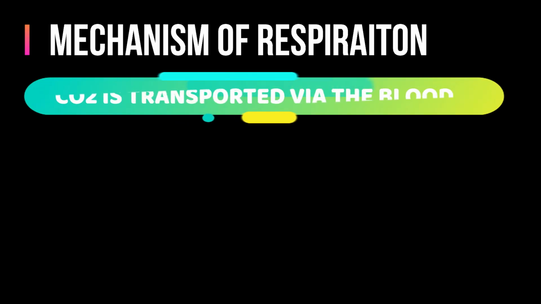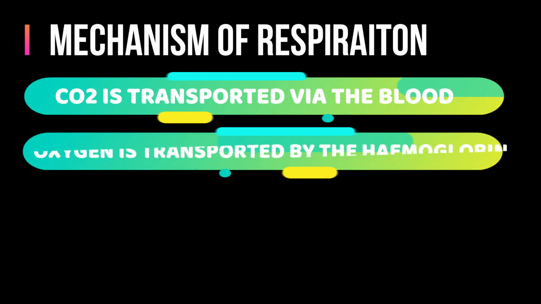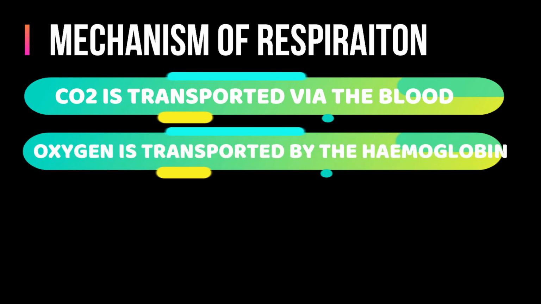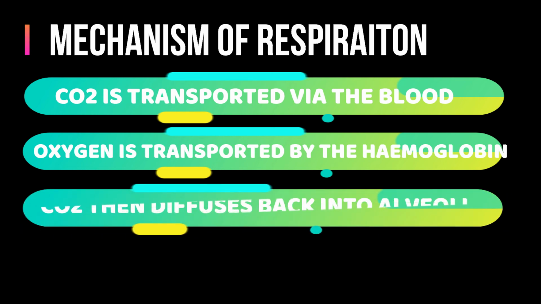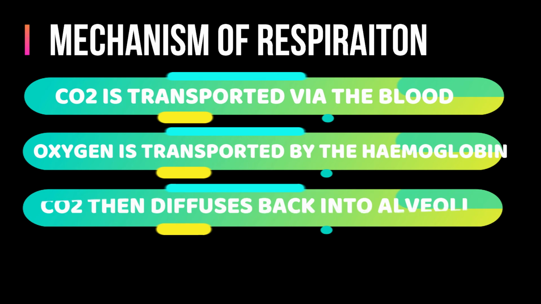As carbon dioxide is more soluble in water than oxygen, it is mostly transported in the dissolved form in our blood, while oxygen is carried by the hemoglobin. This blood carries the carbon dioxide back to the lungs where it diffuses into the alveoli.